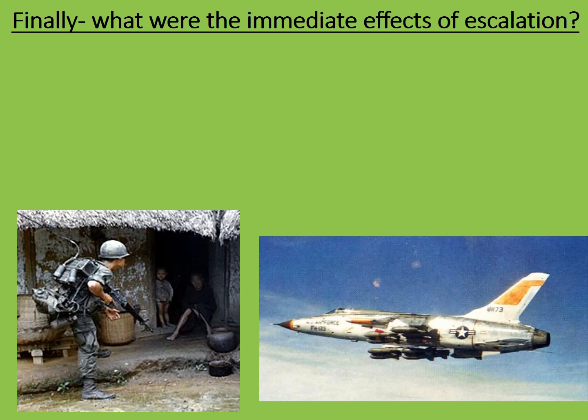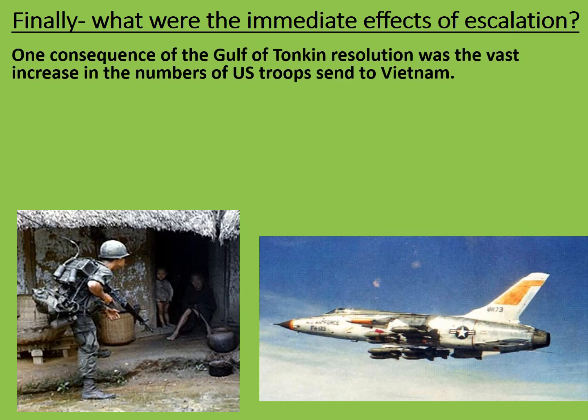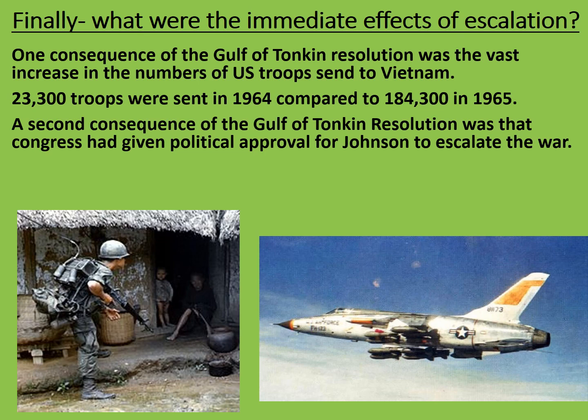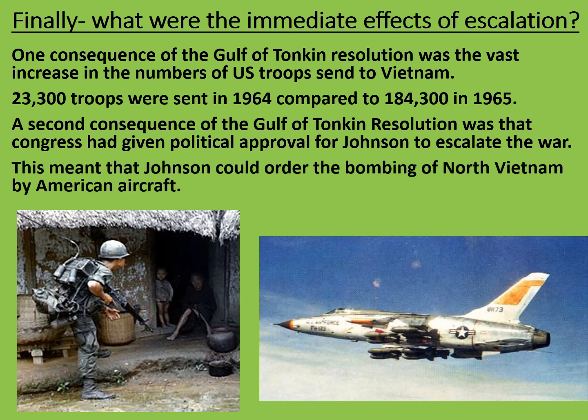finally, what were the immediate effects of escalation? One consequence of the Gulf of Tonkin Resolution was the vast increase in the numbers of US troops sent to Vietnam. 23,300 troops were sent in 1964 compared to 184,300 in 1965. A second consequence of the Gulf of Tonkin Resolution was that Congress had given political approval for Johnson to escalate the war. This meant that Johnson could order the bombing of North Vietnam by American aircraft. This bombing campaign, known as Rolling Thunder, will be the focus of a future lesson. Stay tuned for that one there.